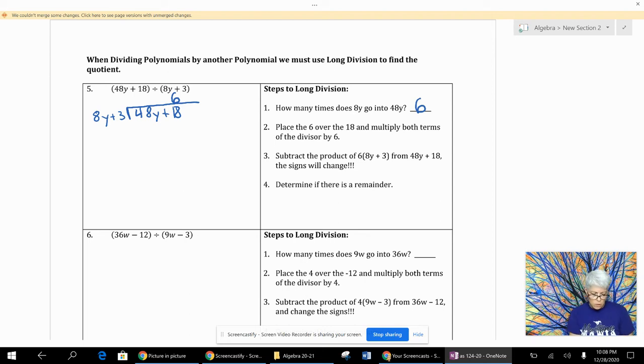All right? So again, I'm going to go back. 6 times 8y is 48y. 6 times 3 is 18. I'm going to subtract. And again, remember the whole thing about everything changes. This becomes negative 48. This becomes negative 18. So this is going to zero itself out. So my answer is 6. Let's do the next one.